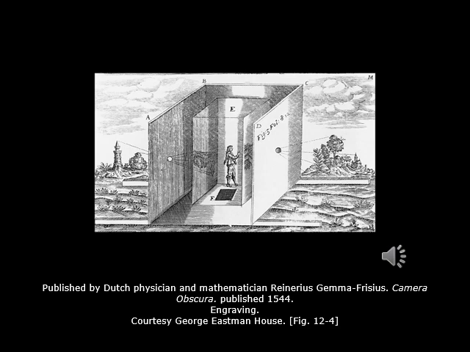Small hole on the side of a light-tight room emits a ray of light that projects the scene upside down directly across from the hole onto a transparent white screen. The image itself could not be preserved. What they would do is trace it and then turn it around, and then they would have a very accurate image.